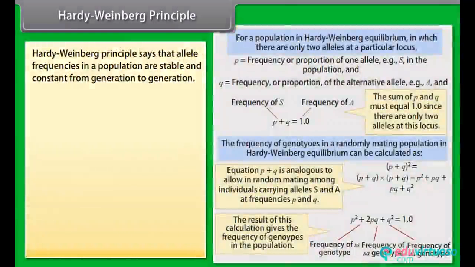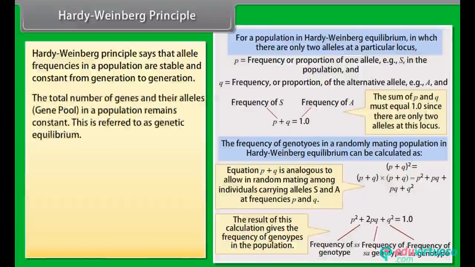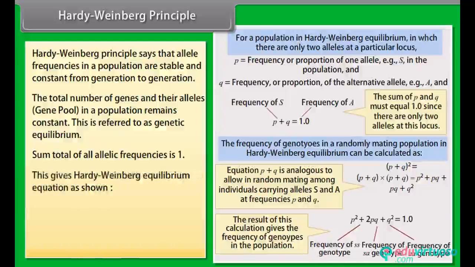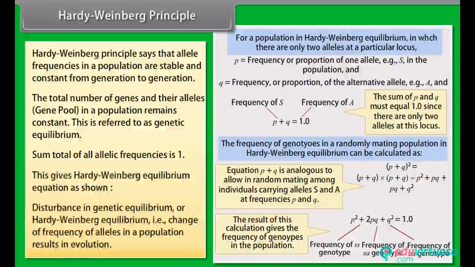Hardy-Weinberg Principle. Hardy-Weinberg Principle says that the allele frequencies in a population are stable and constant from generation to generation. The total number of genes and their alleles, that is, gene pool, in a population remains constant. This is referred to as genetic equilibrium. Sum total of all allelic frequencies is 1. This gives Hardy-Weinberg Equilibrium equation as shown. Disturbance in genetic equilibrium or Hardy-Weinberg Equilibrium, that is, change of frequency of alleles in a population, results in evolution.